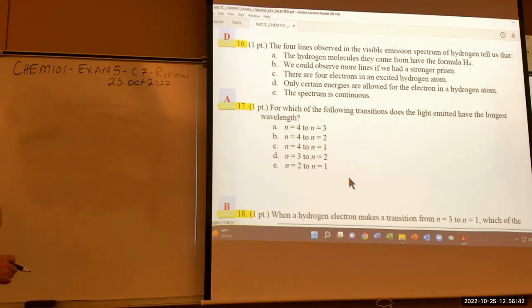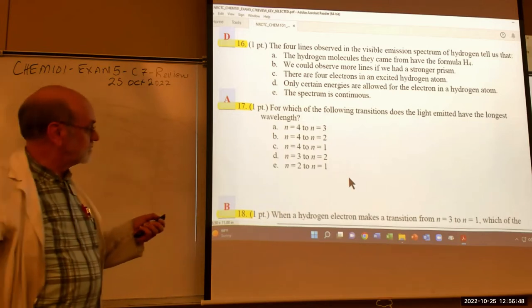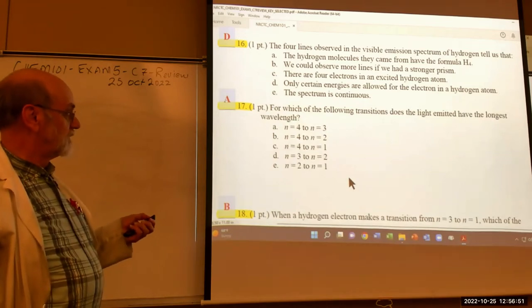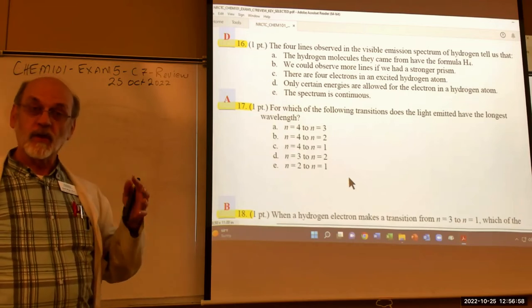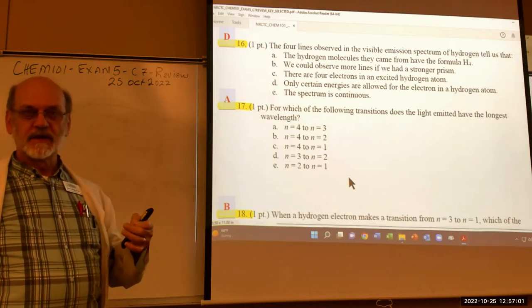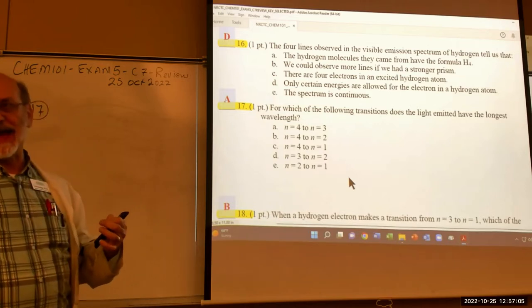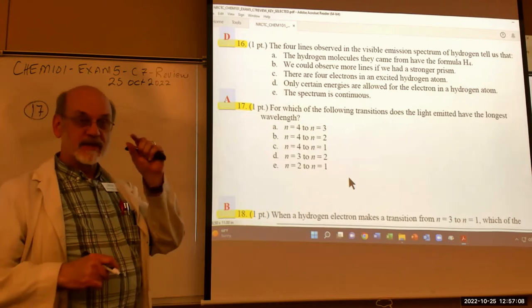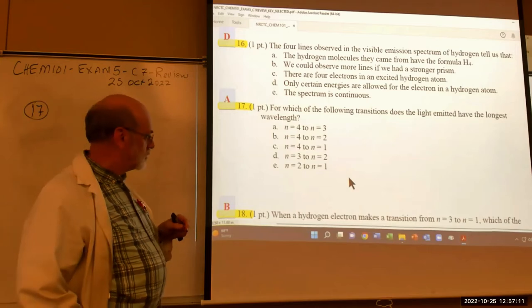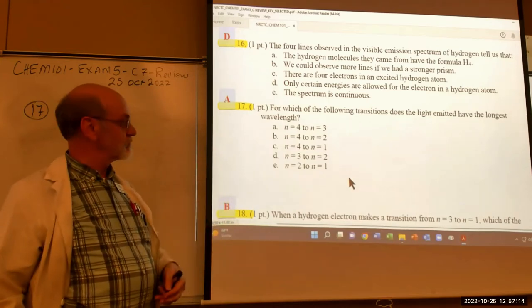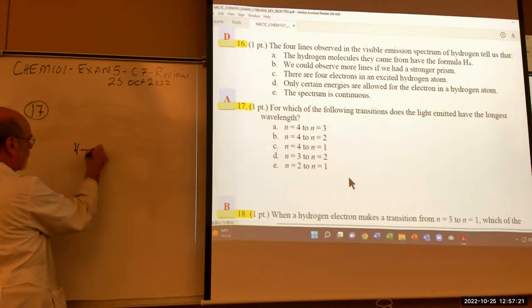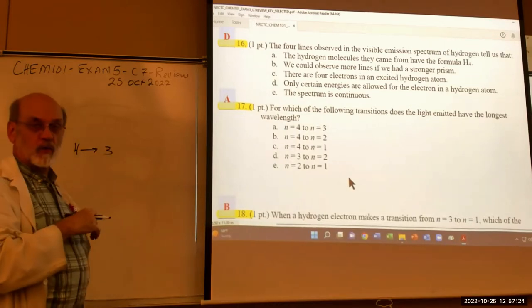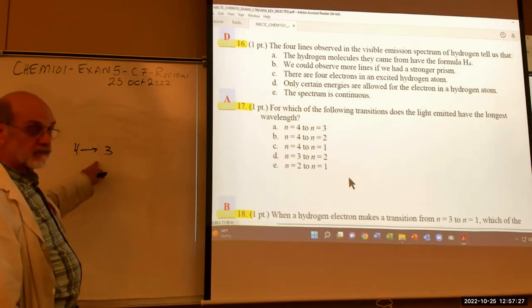For which of the following transitions does light emitted have the longest wavelength? Okay, these are the energy levels, right? Based on Bohr's model and the principal quantum number too. So which would have the longest wavelength? Like before, the one with the least energy. So how do you get the least energy out of an electron jump in an atom? It jumps the least distance, right? It might go just one level, like 4 to 3. That's a possibility. 4 to 3 is a single level. 4 to 2, 4 to 1, that's out. Those are higher energy because they're making bigger jumps.